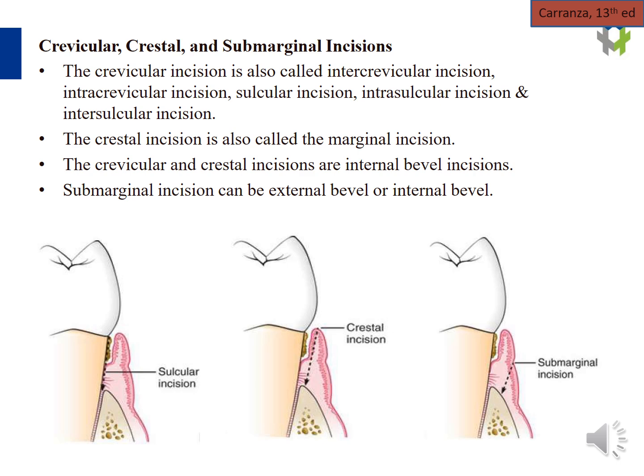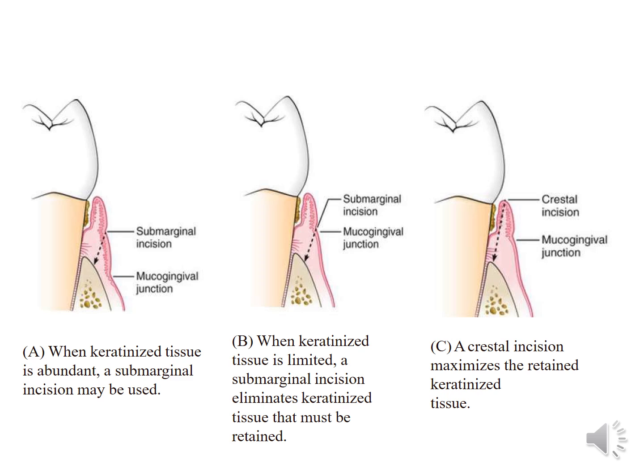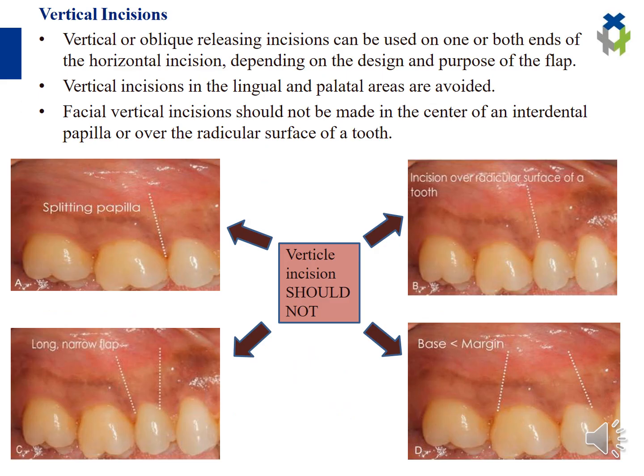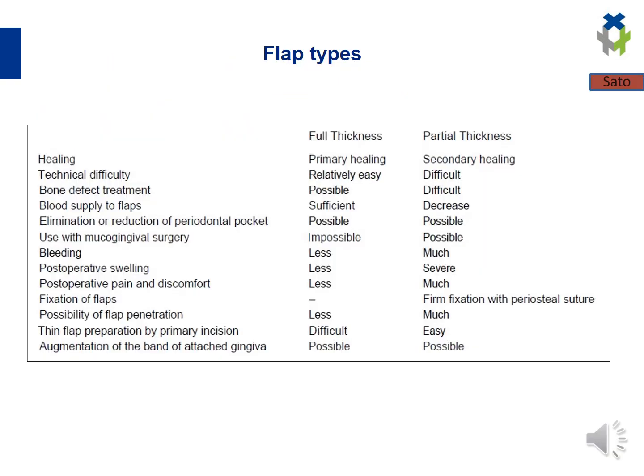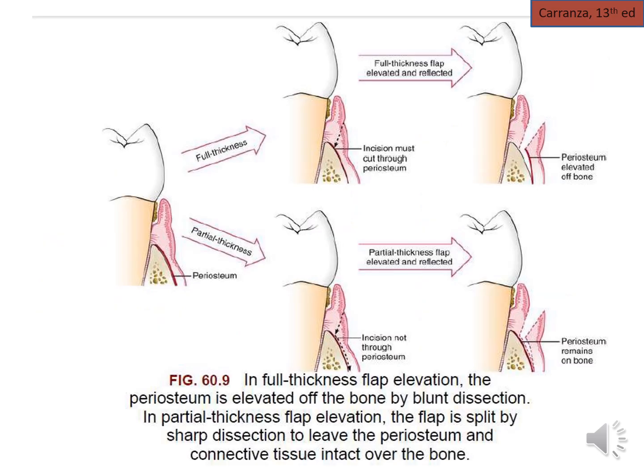But it is the second incision, where at the cervical margin a submarginal incision can be done in external bevel and internal bevel. Can you see this one? When keratinized tissue is abundant, a submarginal incision can be given. Whereas when keratinized tissue is limited, a crestal incision maximizes the keratinized tissue. Vertical incision: splitting the papilla, preserving the papillae, long, narrow, broad, on the facial surface, not made in the center of the interdental papilla. So these are the flap types which we have discussed earlier.